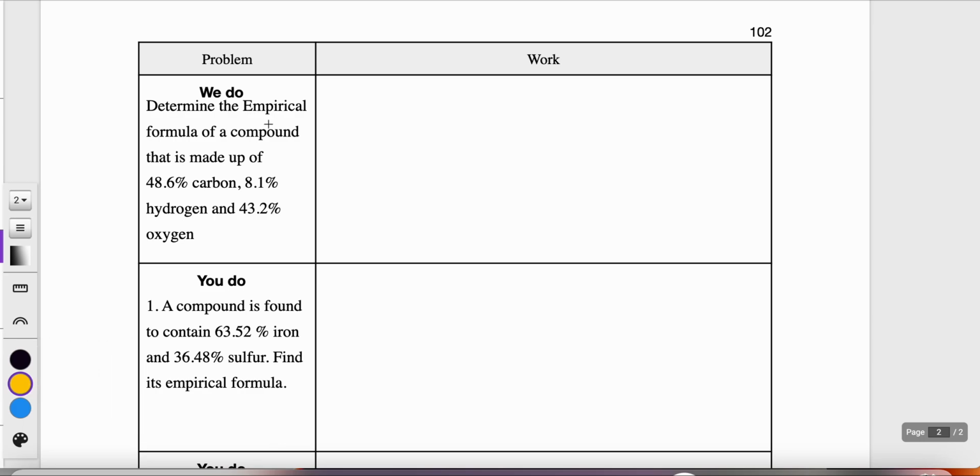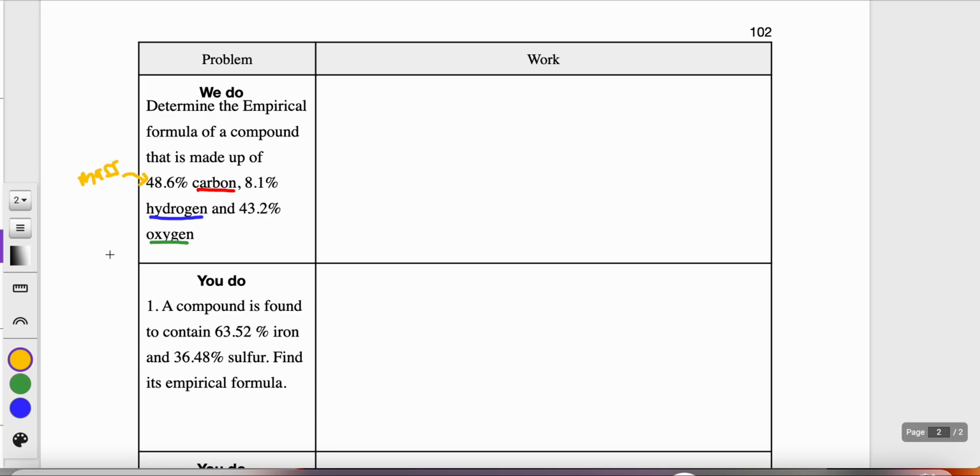Look at the second example of how to determine the empirical formula of a compound in the we do. So when we read through, this compound contains carbon, it also contains hydrogen, and it contains oxygen. So we have to make sure that we do the math that includes all three elements. The other thing that you should notice is that instead of being given grams, liters, or a count, we're given a percentage. And we treat that percentage as the mass of the sample.